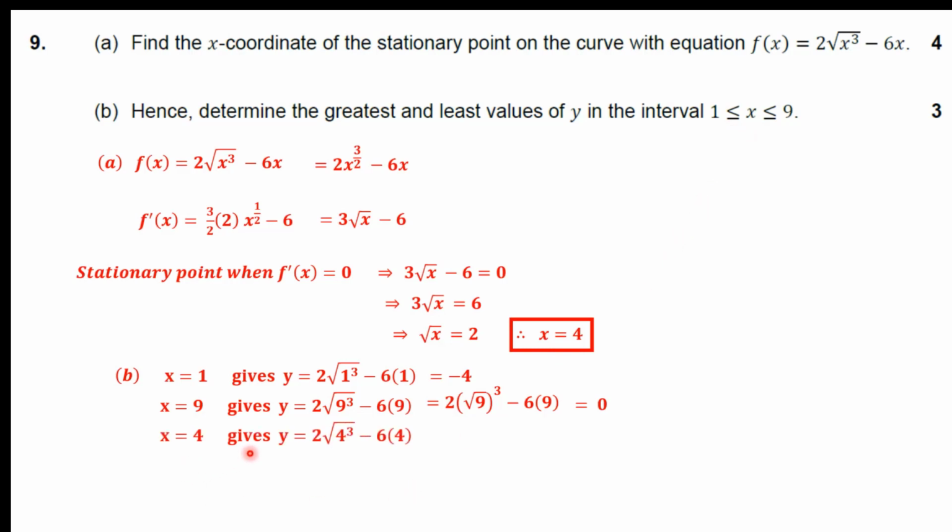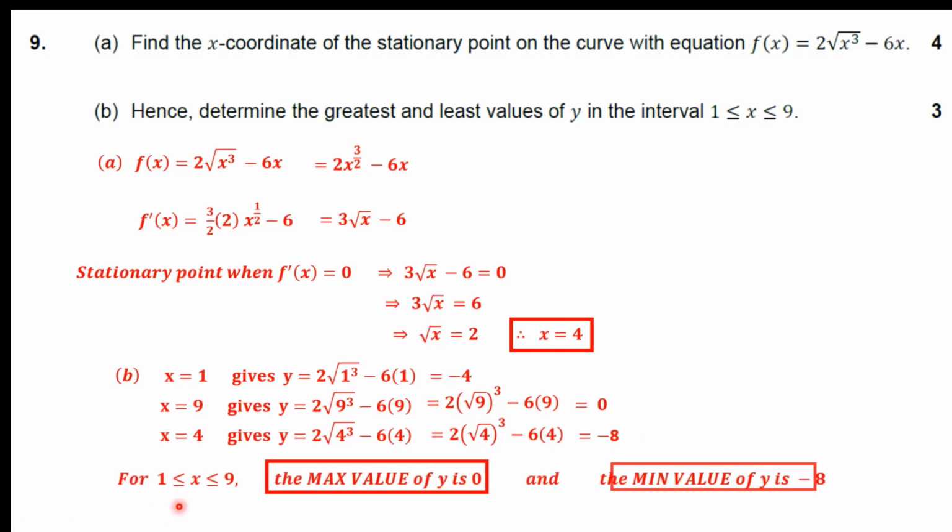x equals 4 will give y is 2 times 4 cubed, take away 6 times 4. Just putting 4 into this equation up here. So again, don't cube the 4, square root the 4 and then cube it. Same as we did the last time. The square root of 4 is 2, 2 cubed is 8, 2 8s are 16, 6 4s are 24, 16 take away 24 is negative 8. Now we want to get the greatest and the least values, so let's check. The greatest appears to be 0 and the least is negative 8. So there you go, finish it off. For x in this range, the maximum value, the greatest, is 0 and the minimum value, the least, is negative 8.